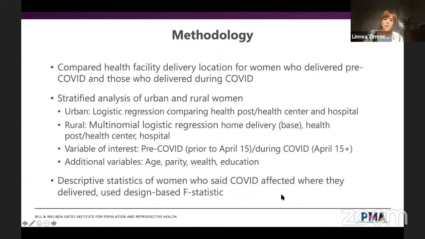For the urban sample, we did a logistic regression where we were only comparing women who delivered either in a health post or a health center to women who delivered in a hospital. And the reason, as I said, is that there are very few women who delivered at home. But in the rural areas, we did a multinomial logistic regression where we used home delivery as the base outcome. And then we compared whether women delivered in a health post or a health center or whether they delivered in a hospital. And finally, we end with some descriptive statistics of women who said that COVID-19 did affect where they delivered. And we used design-based F statistics to see whether these differed by any of these background characteristics.